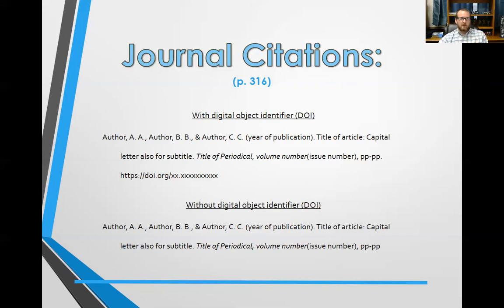Remember though, sometimes when you're looking in the record for an article, there won't be a DOI in the record, but if you check the first page of the article, sometimes you will find that DOI. So always double check and be sure that there's no DOI before you exclude the DOI in your citation, okay?